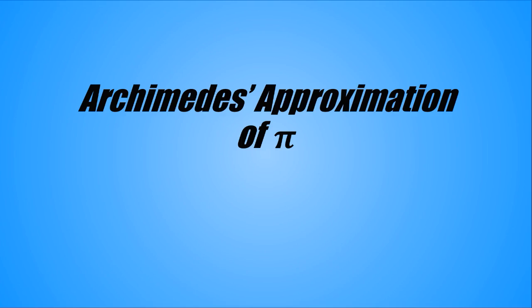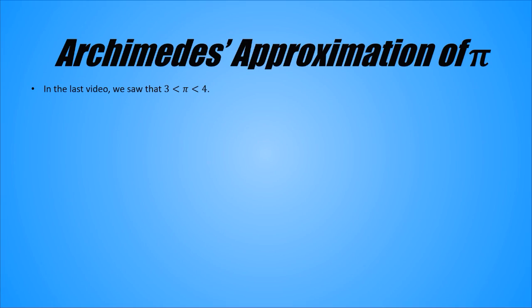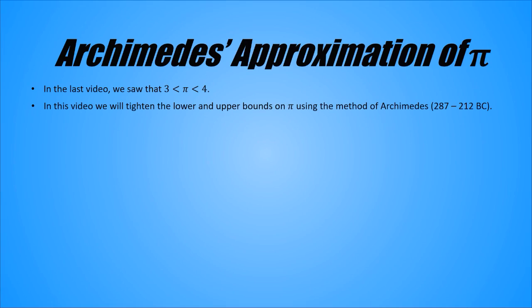In this video, we're going to look at how the great mathematician Archimedes approximated pi. So in the last video, I gave two geometrical illustrations that show that the number pi sits between 3 and 4. In this video, we're going to tighten up those bounds using Archimedes' method. Archimedes was a Greek mathematician who lived in the 3rd century BC. Needless to say, he didn't have a lot of technology at his disposal, which makes his accomplishment all the greater.